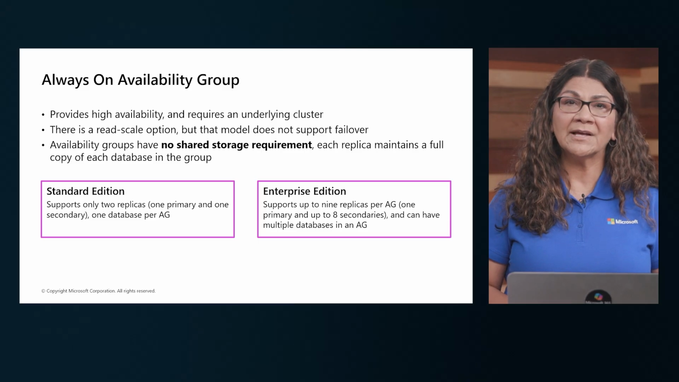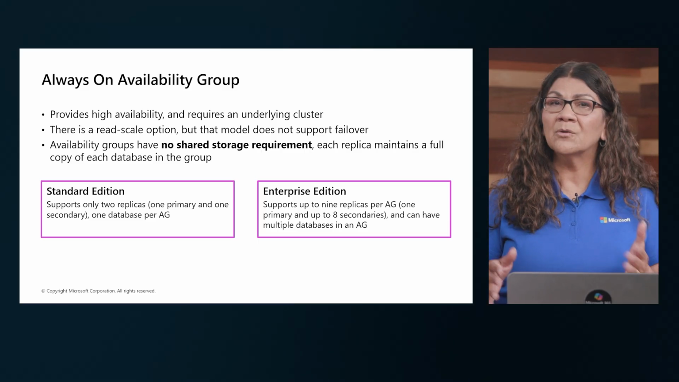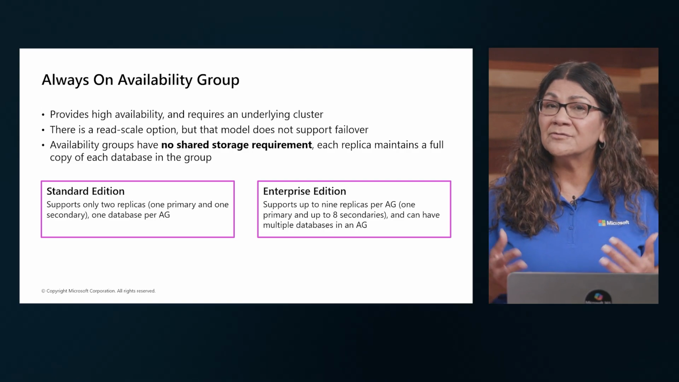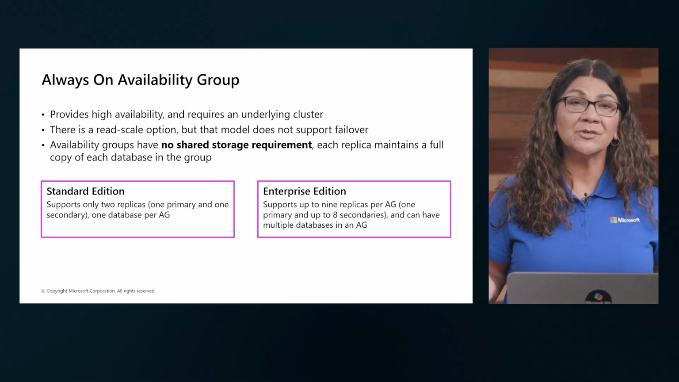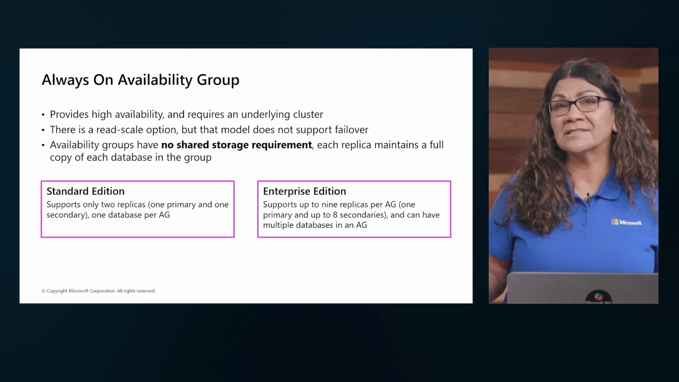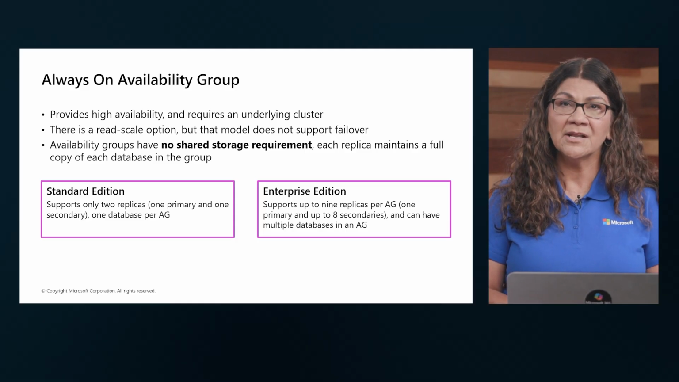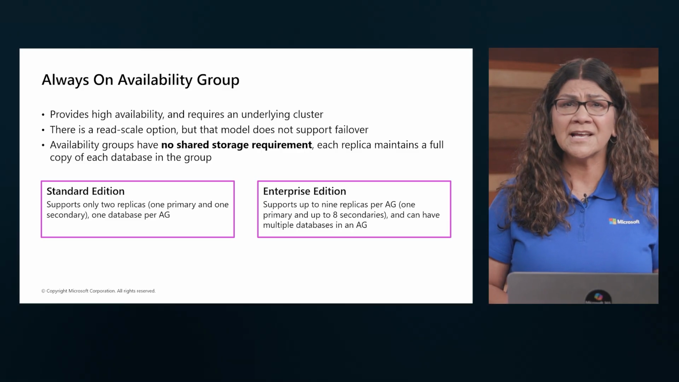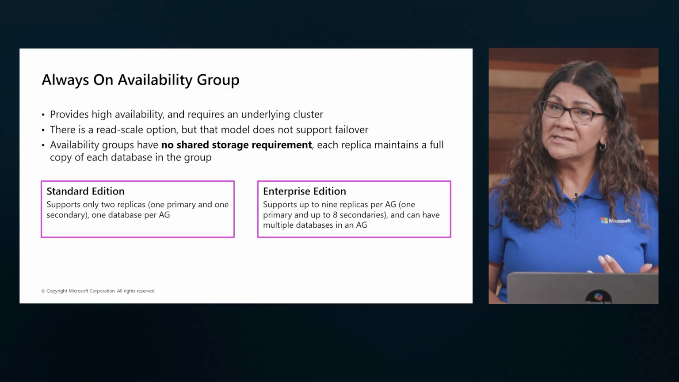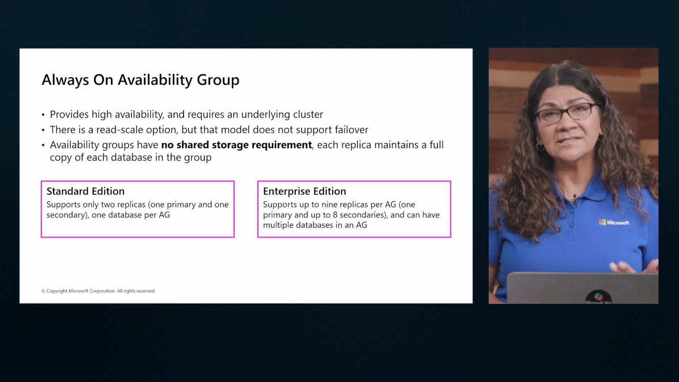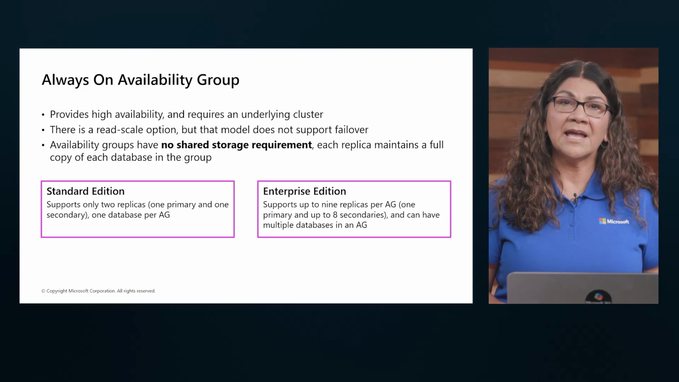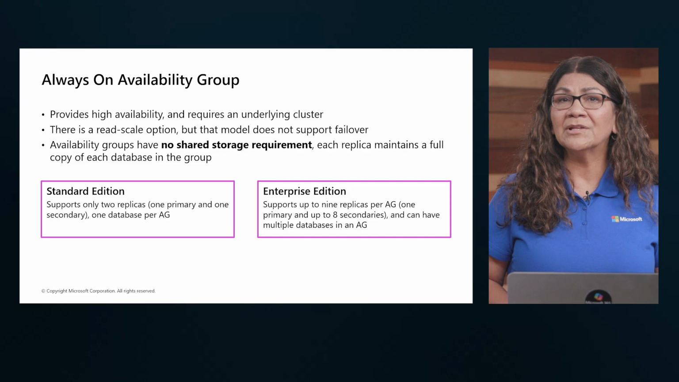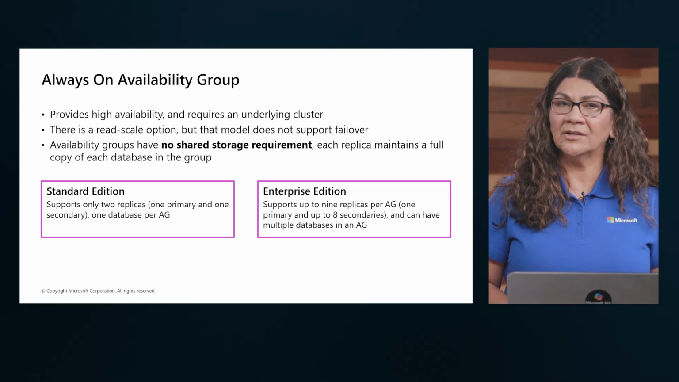The primary replica handles all the read-write operations, while the secondary replicas are in a loading state, and can be used for read-only queries, backups, or even DBCC checks and commands that you can run behind the scenes. These features are exclusive to the Enterprise Edition. Synchronization between replicas can be synchronous for minimal data loss or asynchronous for lower latency. The AG listener has a virtual network name and an IP address, enabling seamless client connectivity during failovers.